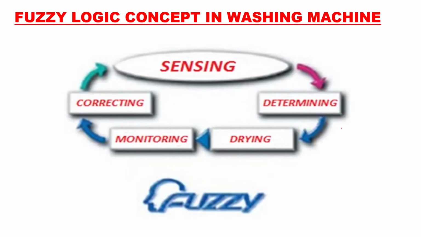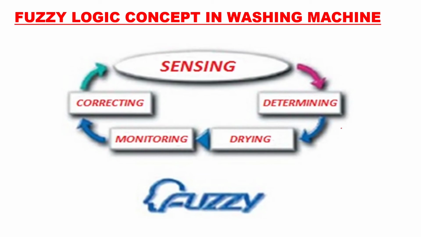Okay. Then we'll see what you mean by fuzzy logic concept in washing machine. Now this fuzzy logic concept is one which will have many sensors. It will sense the parameters, starting from what kind of clothes you're putting for washing, whether it is a greasy or oily cloth, or how much water is required for that cloth, or how much soap is required for that cloth. All this smart type of working is first sensed and corrected and then operated for the machine.